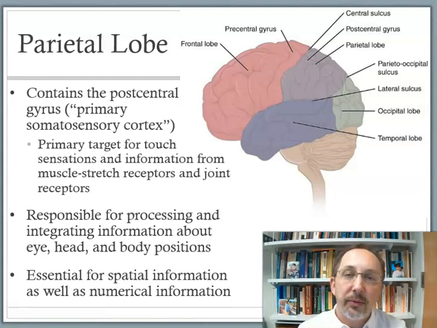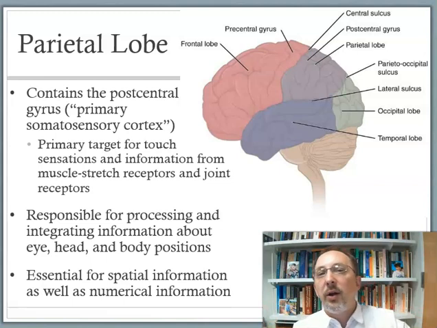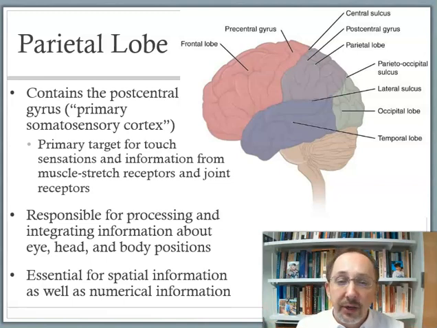We're going to integrate information about where our body is with our visual and all these other components. Think of an athlete, like a stunt athlete, who has to know where they are and integrate a lot of information.